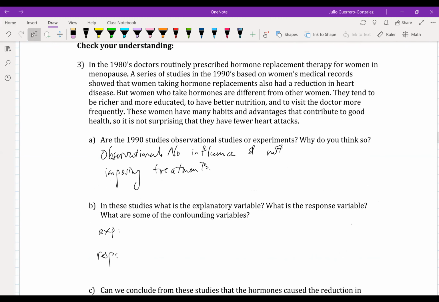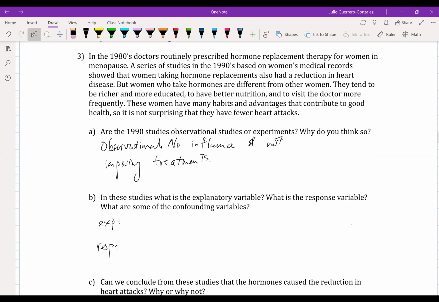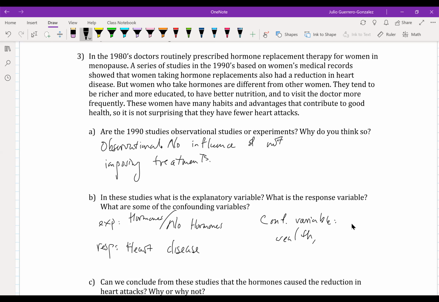Okay. We'll cover those. So what's my explanatory? What's my response for number 3? Explanatory is took the hormone replacements and response is incidence of heart disease. Right. So hormones versus no hormones, and the response is heart disease, right? So here's the danger. What's a confounding variable? Wealth. Wealth, what else? Age. Age, lifestyle, right?